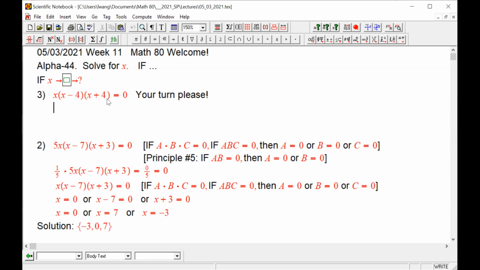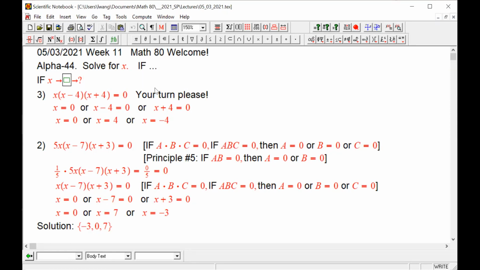So for this one, we will use the principle. You can just say, x equals 0, or x minus 4 equals 0. You really don't need much explanation. Just follow the steps, and the next row, you just finish it. 3 lines. So x equals 4 or x equals -4. Done.